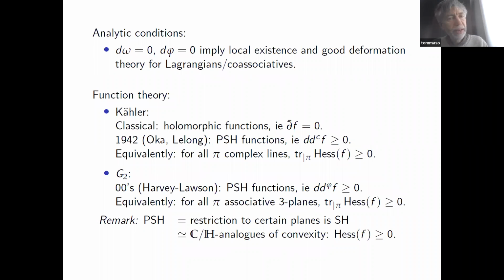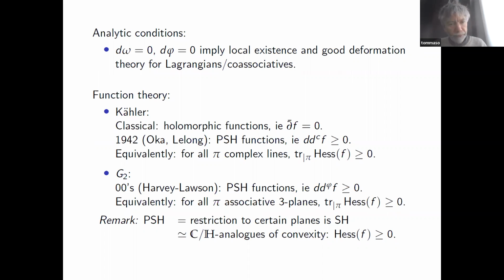So let's see what the analytic conditions give us with these ingredients. The fact that the forms are closed is necessary to obtain local existence results for the submanifolds, to make sure that Lagrangians and co-associatives exist, but also they provide very nice moduli spaces in both cases. Lagrangians have smooth infinite dimensional moduli spaces. Co-associatives have smooth finite dimensional moduli spaces.